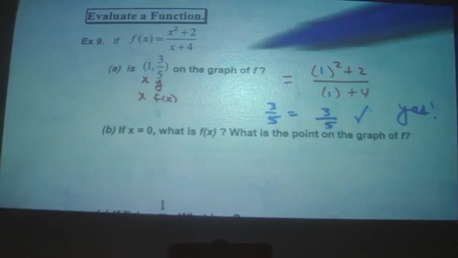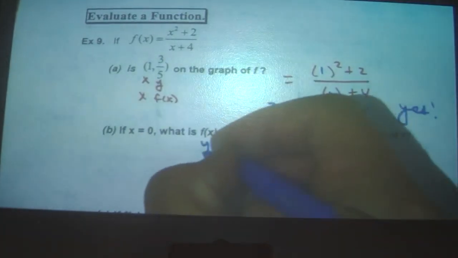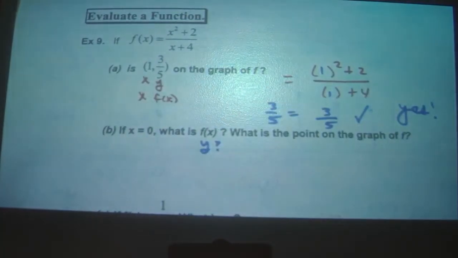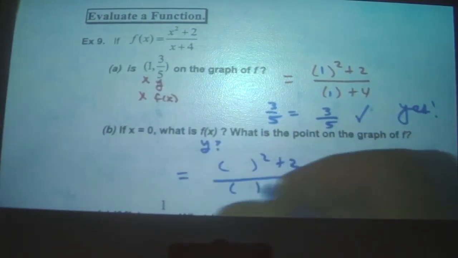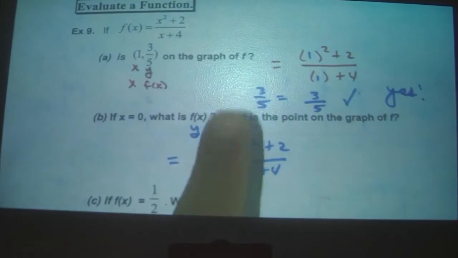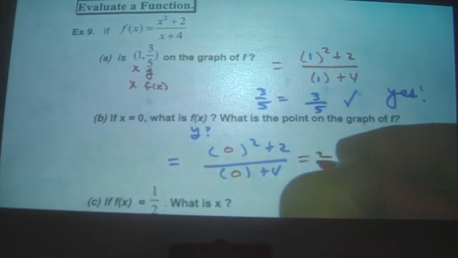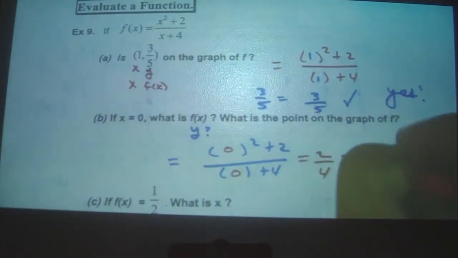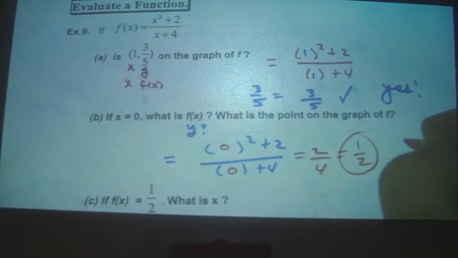So the next question says, if x equals 0, what's f of x? So they're giving you an x value. They want you to come up with the y value. Okay. So remember, f of x is like y. So we go ahead and plug it in. Some of you guys can do that really easily. I like the cover-up method, right? 0 squared plus 2 is 2. 0 plus 4 is 4. And we get 1/2. Well, that's the y value, so they want you to come up with a point on the graph. Well, that point, we plugged in 0, and we got 1/2.